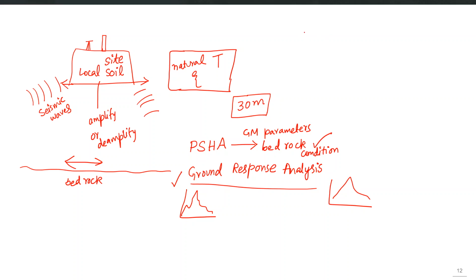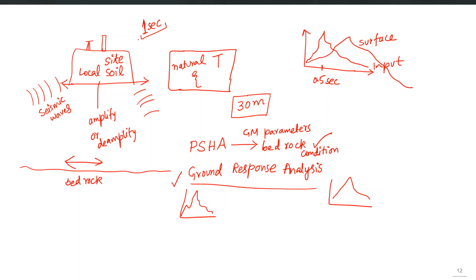So it is possible that the input response spectrum may look like this input, which is at the bedrock level, but the output response spectrum at the surface level is like this, surface level. So let's consider a hypothetical scenario that you give an input response spectrum which has a peak at 0.5 second. Okay, and the natural time period of the soil itself, if you consider the whole site or local soil as a structure itself, let's say that it has its own time period around 1 second, and it is a loose soil, let's say. So it means that if it is allowed to vibrate freely, that whole deposit is going to take 1 second to complete one cycle.